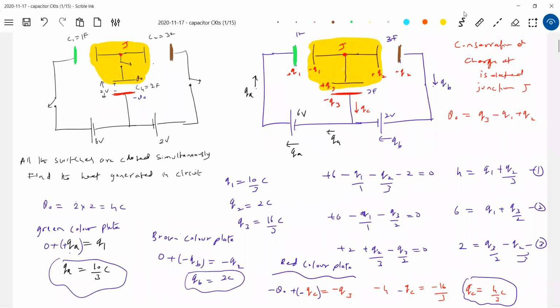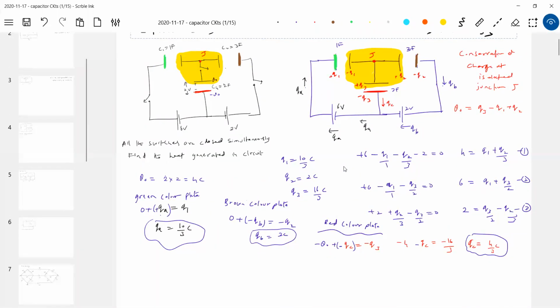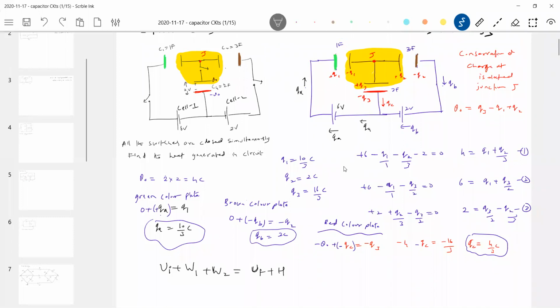Now tell me, what shall I do for heat generated? Any formula for heat generated? Initial energy plus work done by, okay, this is cell 1, cell 2, W1, work done by it, W2, equals final energy plus H. In every numerical, whether some spring is there, or any piston is there, whatever the circumstance, let's not bother. This will be the generalized formula everywhere.